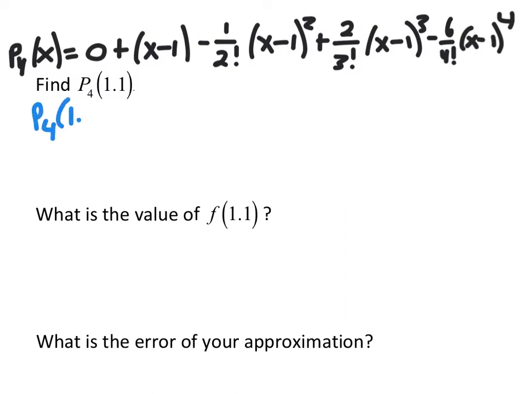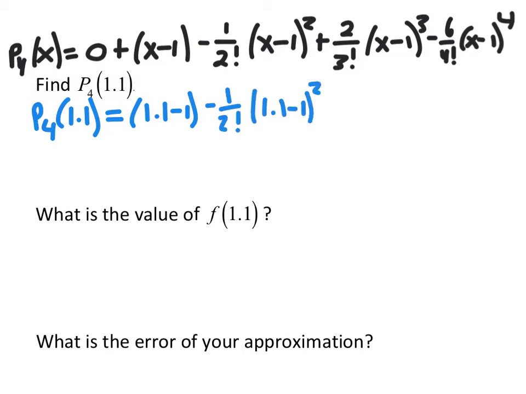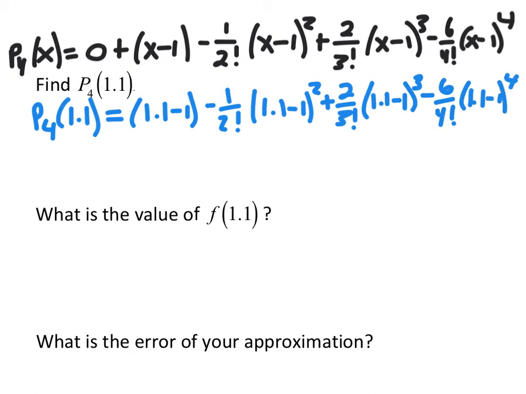So p sub 4 of 1.1 is going to equal 1.1 minus 1 minus 1 over 2 factorial times (1.1 minus 1) squared plus 2 over 3 factorial times (1.1 minus 1) cubed minus 6 over 4 factorial times (1.1 minus 1) to the fourth. And so if I simplify all that, I end up with approximately 0.095383, etc. This is an approximation of natural log evaluated at 1.1.